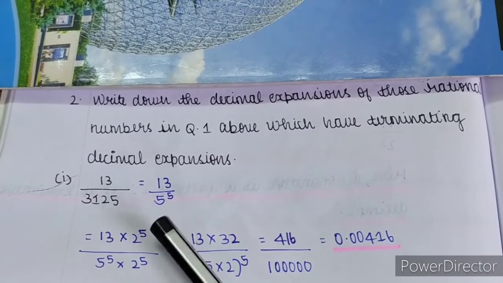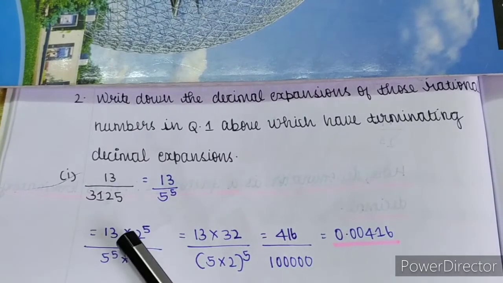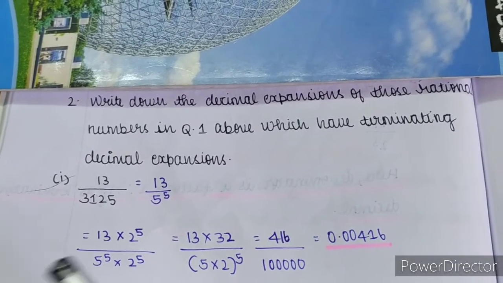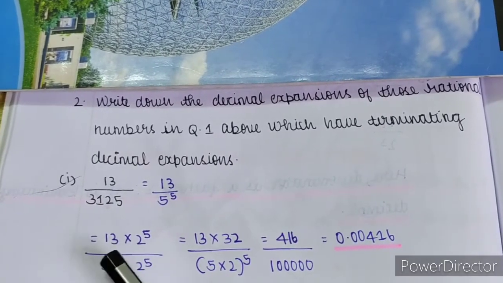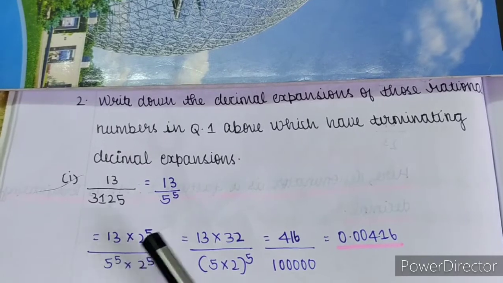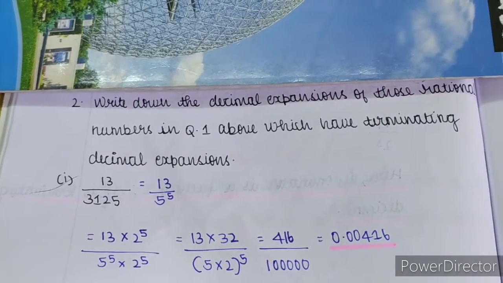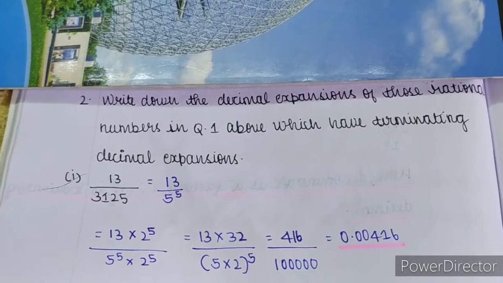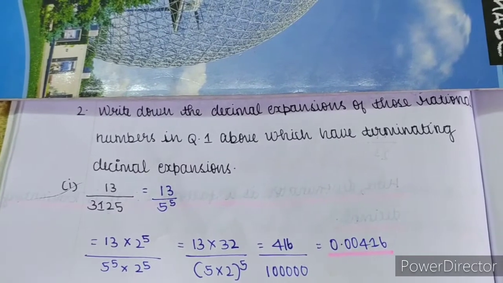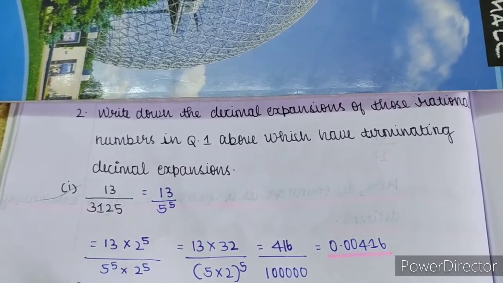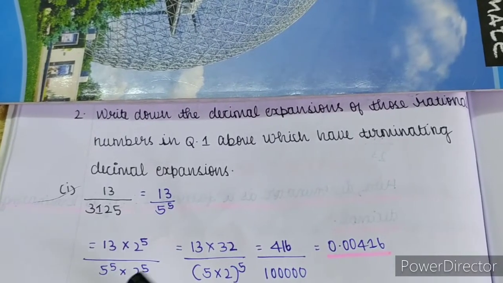be written as 13 by 5 to the power of 5. Here, the key point you should remember while solving these types of questions, and the first step, is that if it is 13 by 5 to the power of 5, you need to multiply both numerator and denominator by 2 with the same power of 5, that is, 2 to the power of 5 over 2 to the power of 5. The reason we are doing this is that we need to have the same power in the denominator. So, in order to have the same power as 5, we are multiplying both the numerator and denominator by 2 to the power of 5.